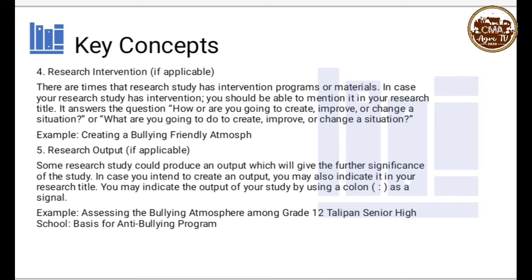Okay? So, how about the research output, if also applicable? Some research study could produce an output which will give the further significance of the study. In case you intend to create an output, you may also indicate it in your research title. You may indicate the output of your study by using a colon as a signal. Example, assessing the bullying atmosphere among grade 12 Talipan senior high school student: basis for anti-bullying program. So, meaning to say, you have there the program.